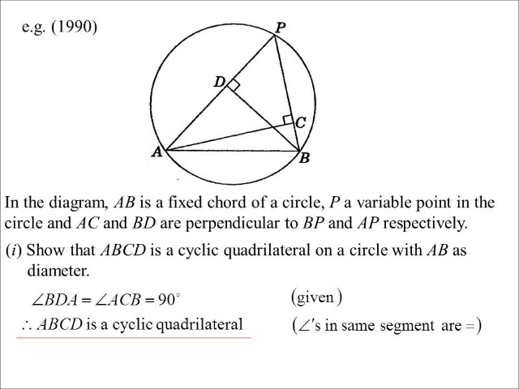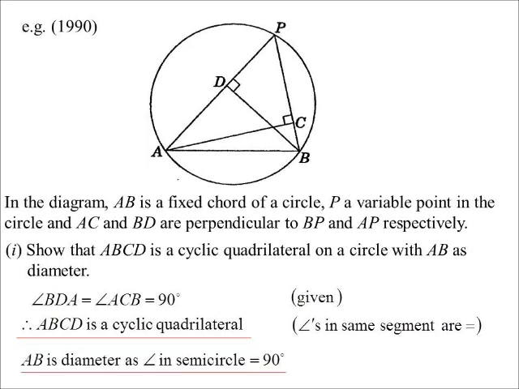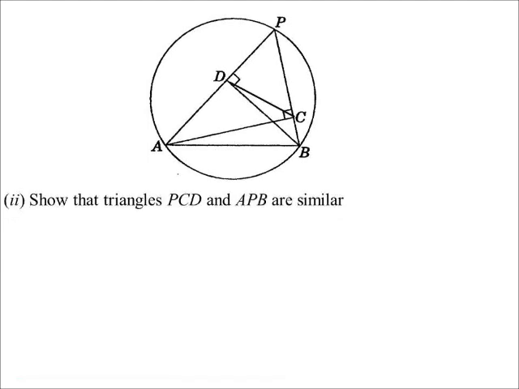So, okay, we've got that, it's a cyclic quad. AB, of course, must be the diameter, because not only are those angles in the same segment, but it would be a right angle, which makes it an angle in a semicircle as well. The next part: show that triangles PCD and APB are similar. You'll notice I have now drawn in CD, because I can use the fact that it's a cyclic quad. That might help me out in my proof.